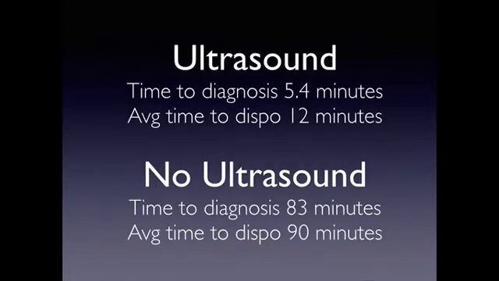And so those that had an ultrasound, the time to diagnosis was 5.4 minutes. The average time to disposition, meaning figuring out what's going to happen, are they going to the operating room, calling vascular surgery, getting them involved, was only 12 minutes. Those that did not have an ultrasound, the time to diagnosis was 83 minutes, because as you can imagine, they probably had multiple other tests, probably CT. And with our wait times now, those CTs can take quite a long time. And then the average time to disposition was 90 minutes.